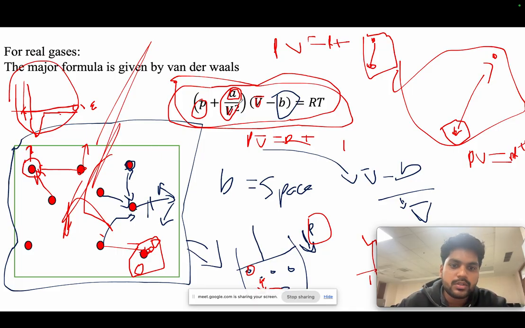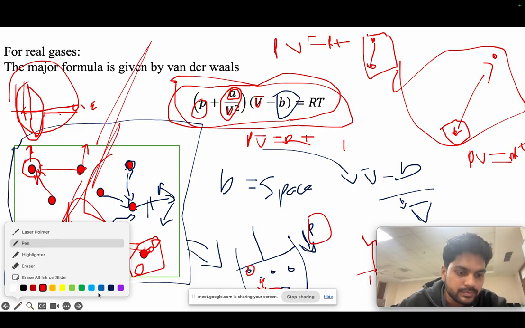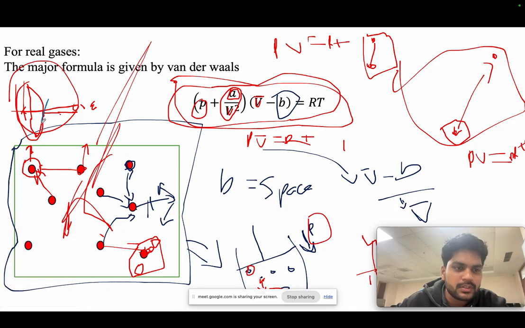Suppose you need to consider only this part. You don't need to consider this part. If I draw it a better way, we need to consider only this part. To consider this part, we need to consider 1 by V square. 1 by V square is nothing but the minimum volume required by a single molecule to have its repulsion or attraction force with another molecule. That's what we are adding.